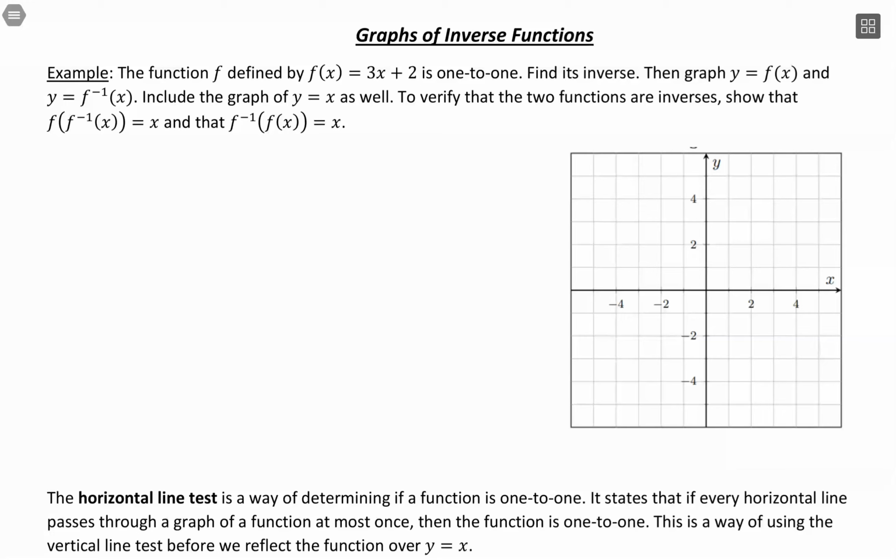So, what we learned about inverse functions is we're switching our input and output values for our functions. We're going to keep that in mind as we look at the graphs, because what that'll translate to is switching our x and y values. So, with this example here, we're going to look at the function 3x plus 2, and we're going to go ahead and say that that is 1 to 1.